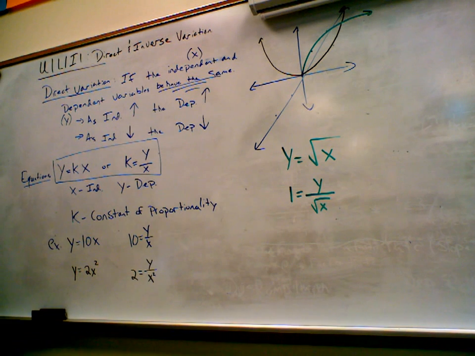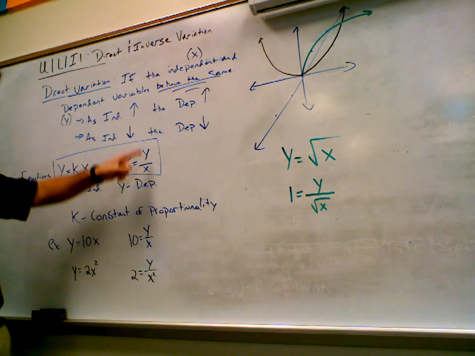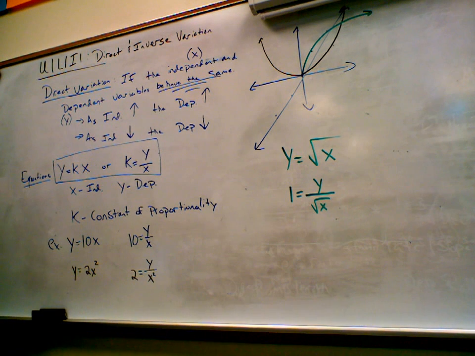So anything that can be written in this way, y equals kx, or k equals y over x, is direct. Okay? So anything that we can write in that way is direct.